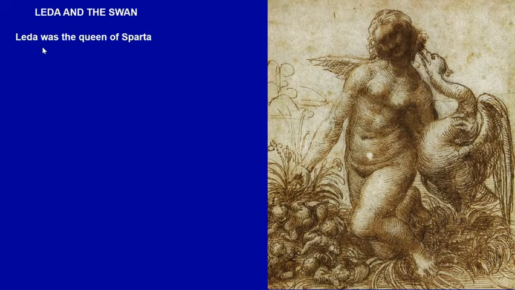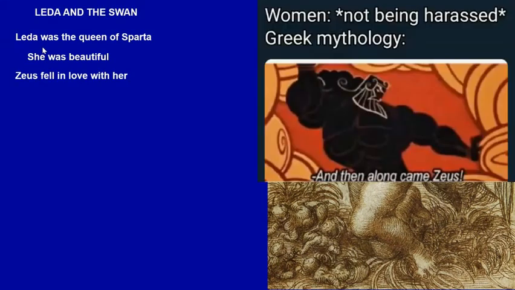Leda was the queen of Sparta, a very beautiful woman and well liked. And I've talked about the Spartans before, and you know that the Spartans are a race of warriors. Well, anyways, Zeus fell in love with Leda, and that's a very bad thing because it really messes people up.